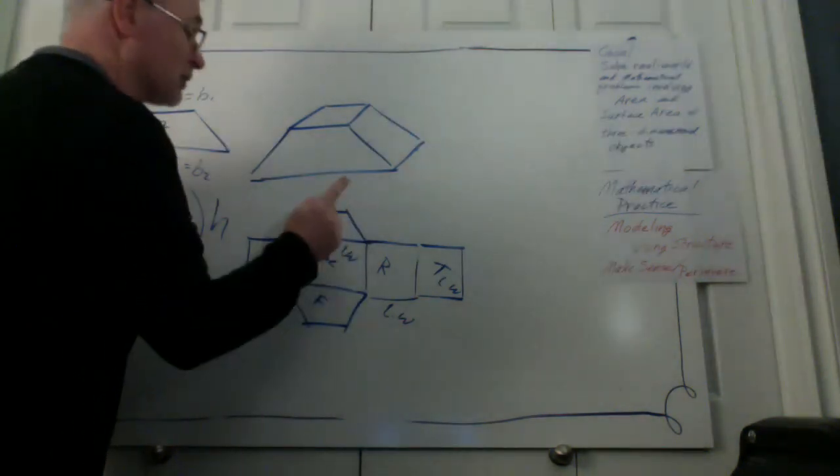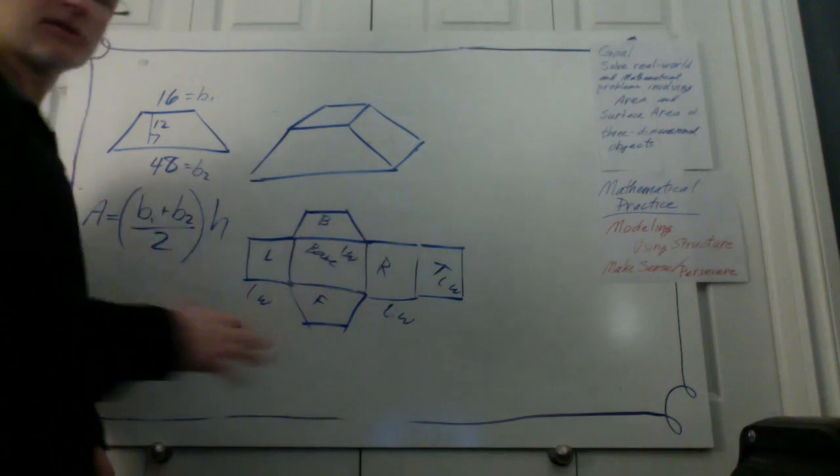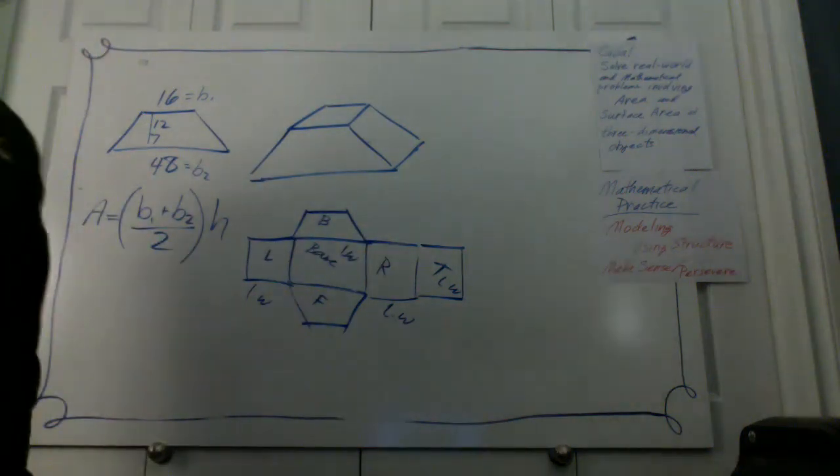And once you find the first one, you have the second one. And then everything else is just the length times the width. Okay, so that's how you set those problems up.